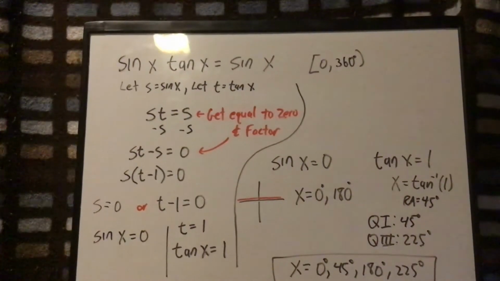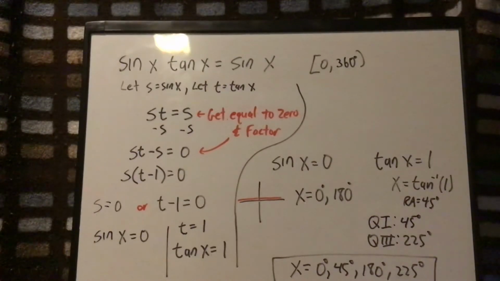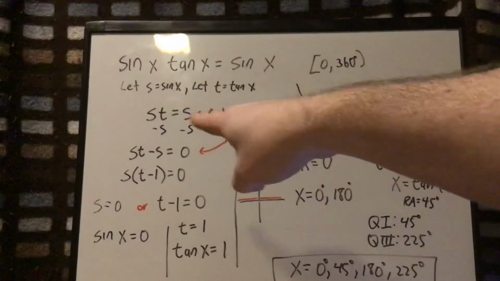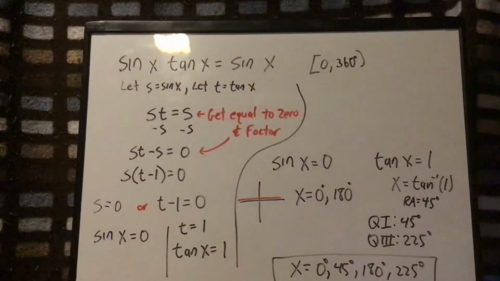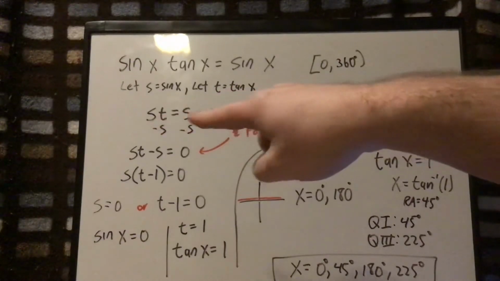Here is the solution to this problem. There are actually 4 answers that you get. The reason you get 4 answers is because you get 2 separate equations. So if we don't focus on the trig right now and just focus on solving the equation itself, notice that I made my let statements. I let s be sine x and t be tan x. That way I could make that complicated equation look a little less complicated. So instead of it being sine x tan x equals sine x, I'll just make it s times t equals s.